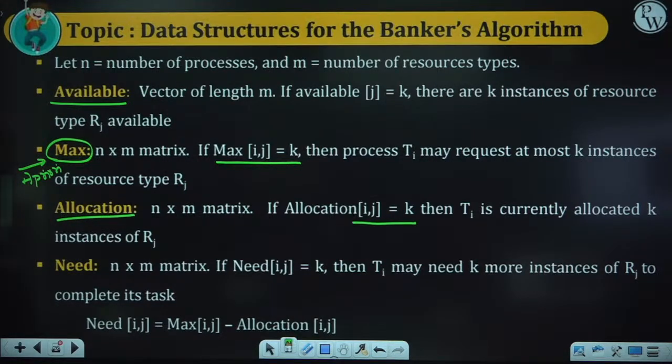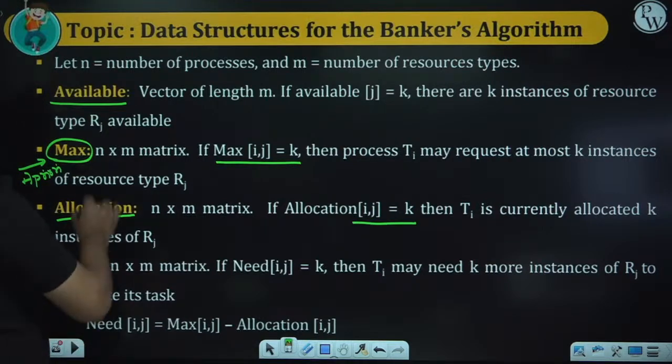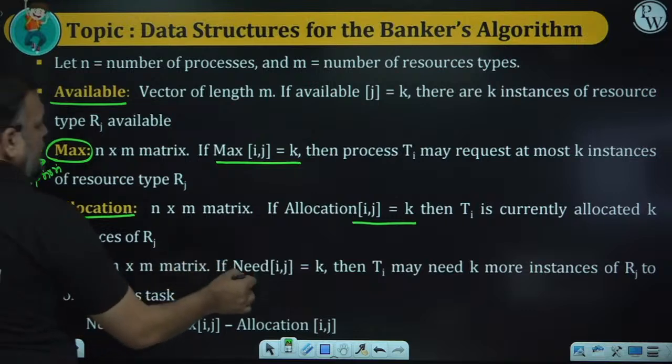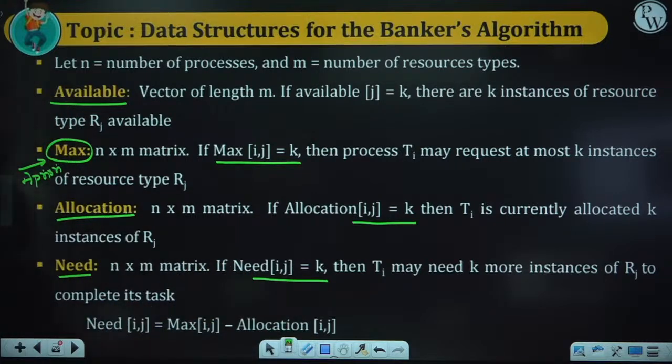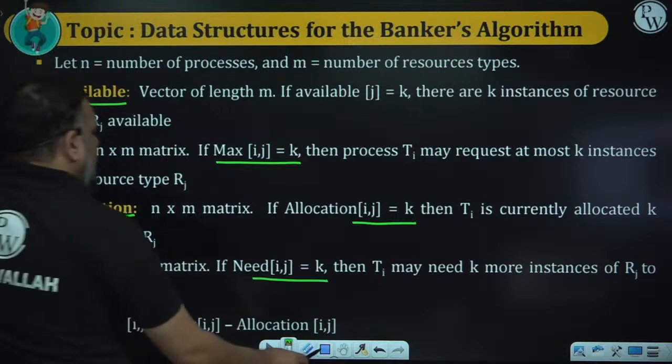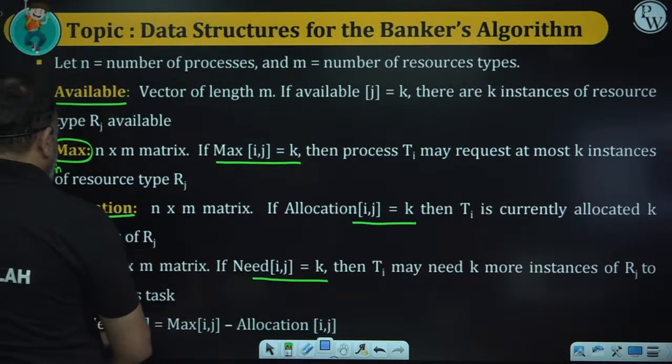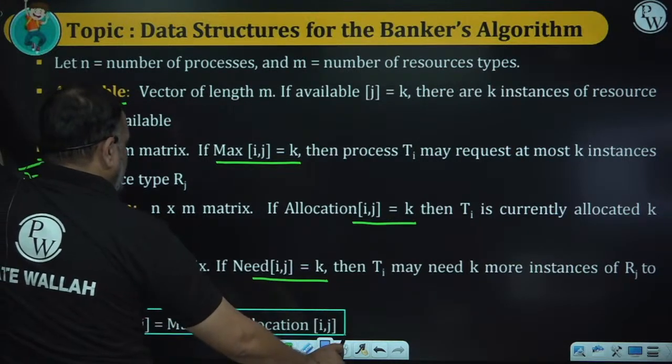उसके बाद देखिएगा need, that means max demand हो गया है, allocation हो गई, तो balance need है. So if need of ij is equal to k, it means process Pi needs k copies of resource rj. तो मतलब ये हुआ need value is always max minus allocation. नीड की जो वैल्यू है वो हमेशा मैक्स माइनस एलोकेशन होगी.